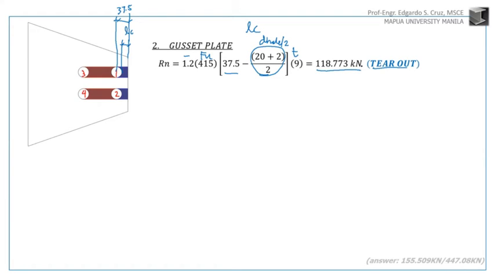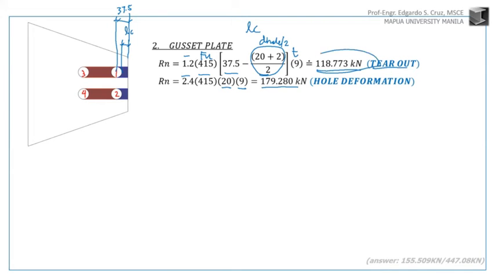Now, what about for hole deformation? For the hole deformation, it's 2.4 FU 415. The diameter of the bolt is 20, and the thickness of the plate is 9, gusset plate. So, I got 179. So, what have you noticed? Sino ang mag-govern? Diba? Mas maliit si tear out. Therefore, dun sa bolts 1 and 2, tear out governs din. And the capacity Rn for each bolt is 118.